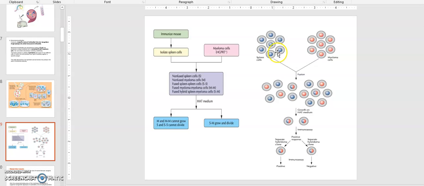Same process. B cell, myeloma cell, fuse together into hybridoma cells, and pick the best hybridoma cell and collect antibody from there. That's the monoclonal antibody.